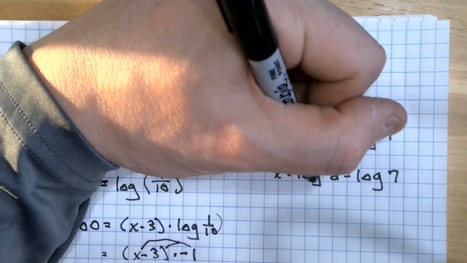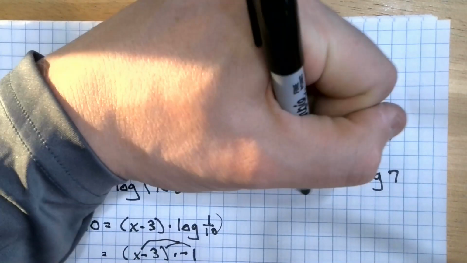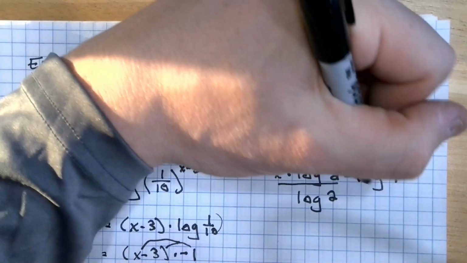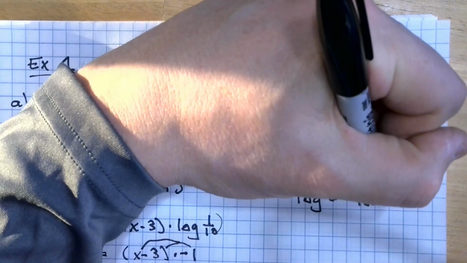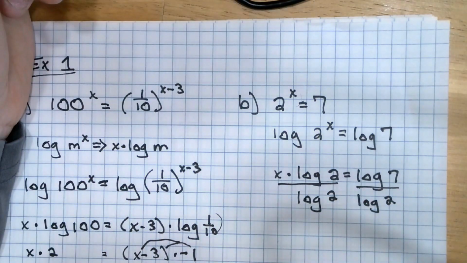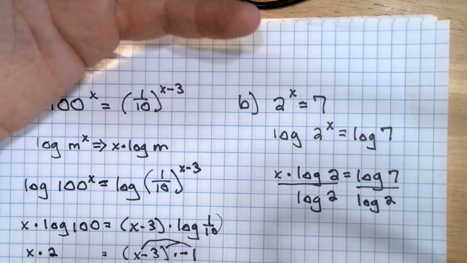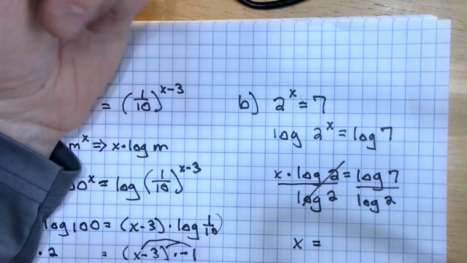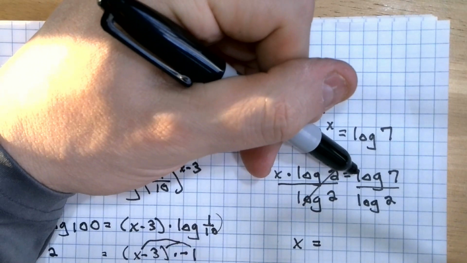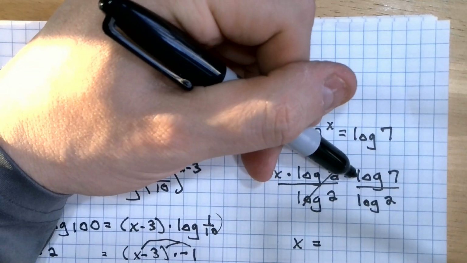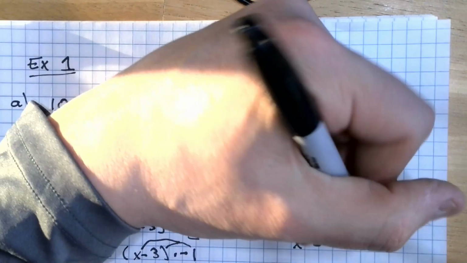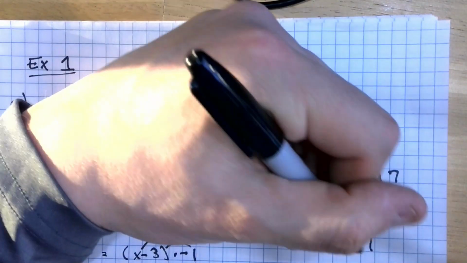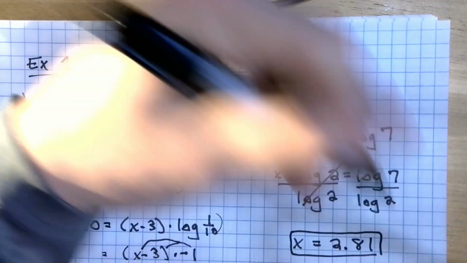But what you can do, instead of computing that out and working with that decimal, is you can divide by the logarithm of 2 on both sides. And now, since these cancel out, what you have to do to figure out x is you do this in your calculator. The logarithm of 7 divided by the logarithm of 2, and it comes out to be about 2.81. And there is your answer.